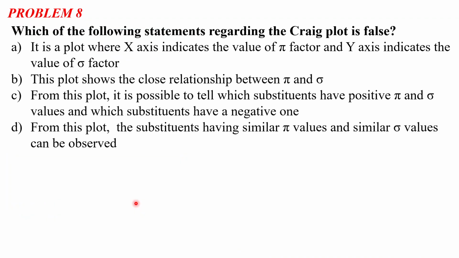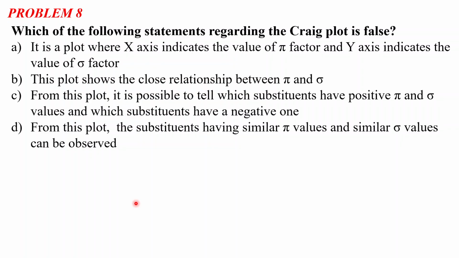Problem number 8 says, which of the following statements regarding Craig's plots is false? Your options are: number A, a plot where the x-axis indicates the value of the pi factor and the y-axis indicates the value of the sigma factor. Number B, this plot shows the close relationship between sigma and pi. Number C, from this plot it is possible to tell which substituents have positive pi and sigma values and which substituents have a negative one. And number D, from this plot the substituents having similar pi and similar sigma values can be observed. Which of the following statements regarding Craig's plots is false?